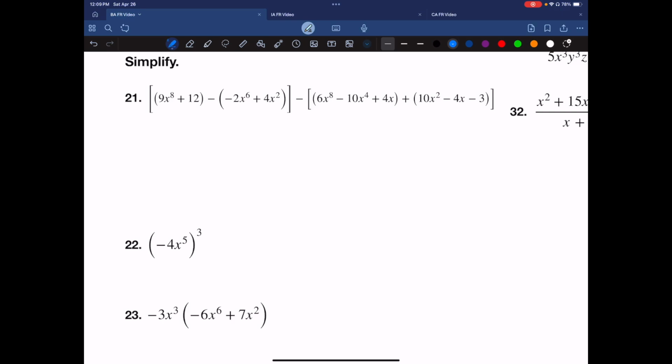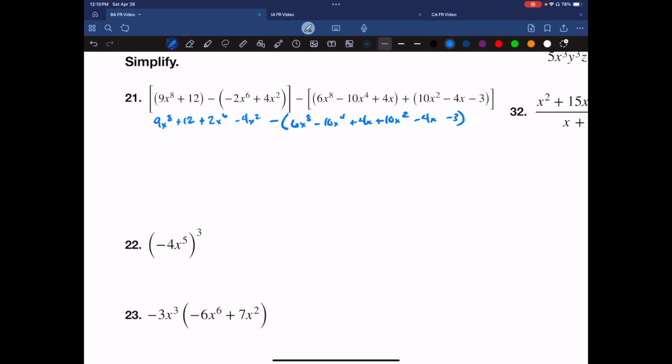All right, so inside here, I'm going to say 9x to the 8th plus 12 minus, and I'm going to distribute that negative. So it's going to be plus 2x^2 plus 2x to the 6th, and that's going to be minus 4x squared. Minus, I'm going to open parentheses because I am going to distribute. I'm not going to distribute yet. I'm going to go ahead and clean this up. So that's going to be 6x to the 8th minus 10x to the 4th plus 4x. Drop in parentheses, so plus 10x squared minus 4x minus 3.